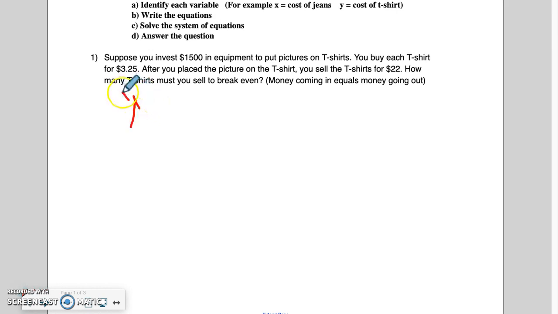So y equals, let's talk about how much I spend. I spend $1,500 for equipment and then $3.25 for every t-shirt. So that's my cost, where y is dollars, money, but that's money going out.